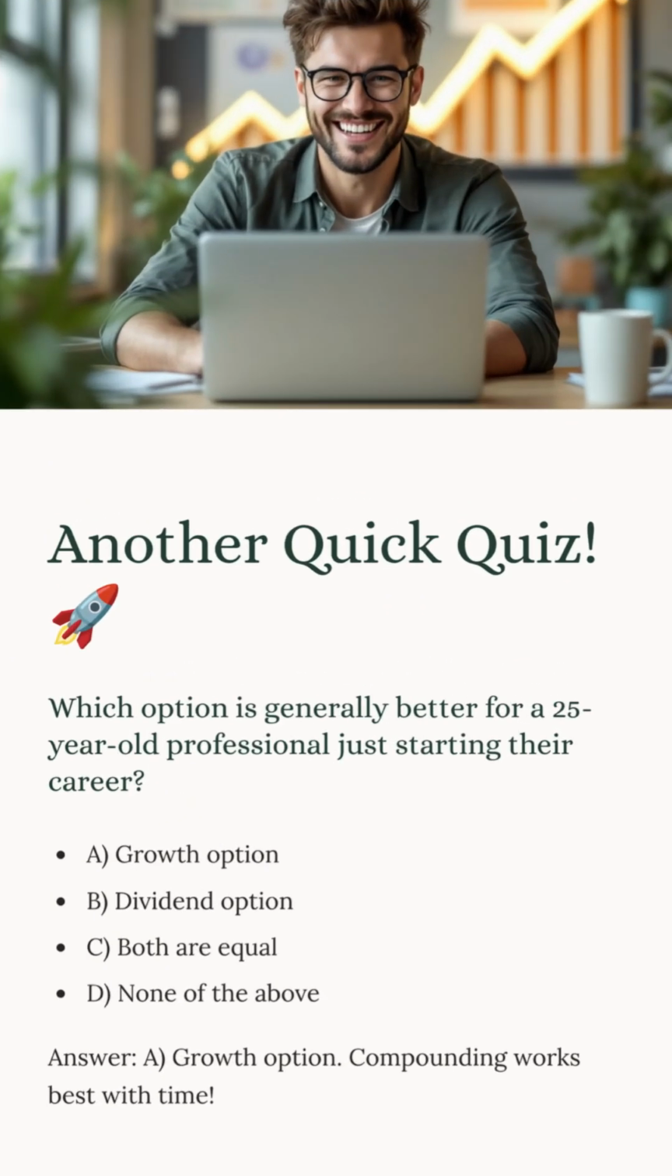So, second quiz. Which option is generally better for a 25-year-old professional just starting their career? Option A, growth option. Option B, dividend option. Option C, both are equal. Option D, none of the above. Yes, this time it's option A, growth option, because compounding works best when you give it time.